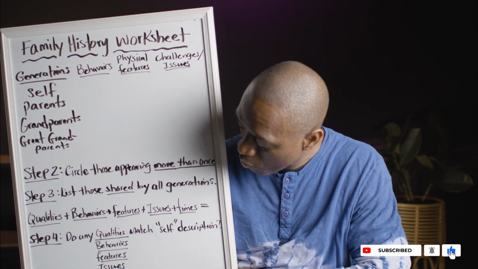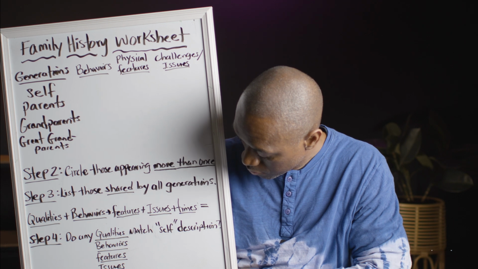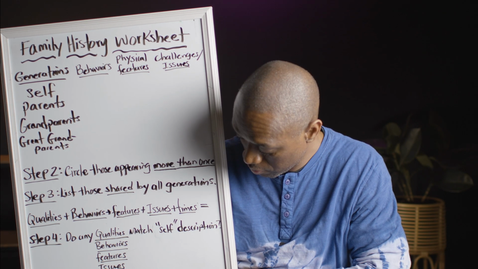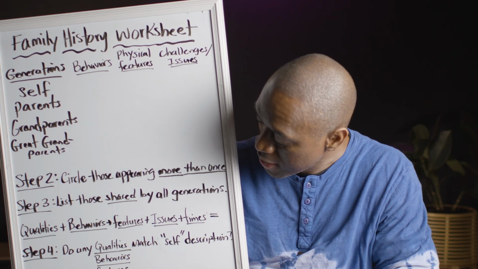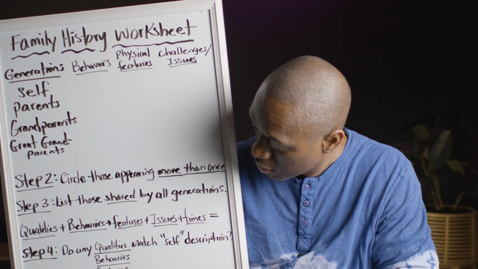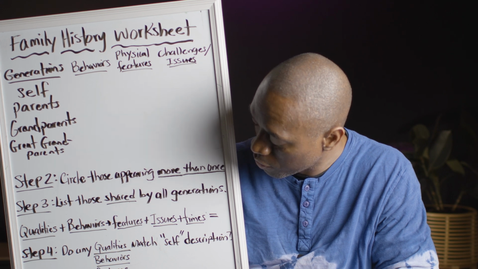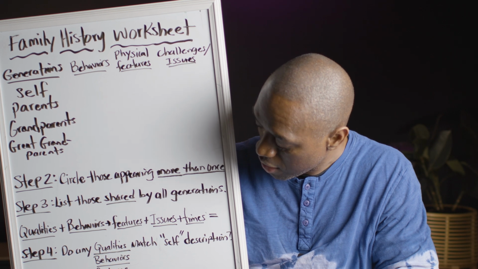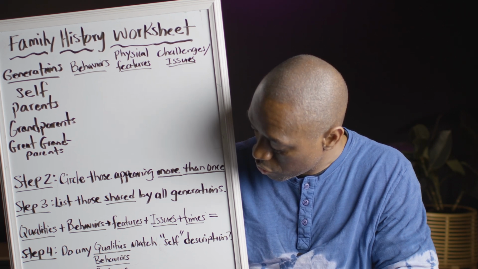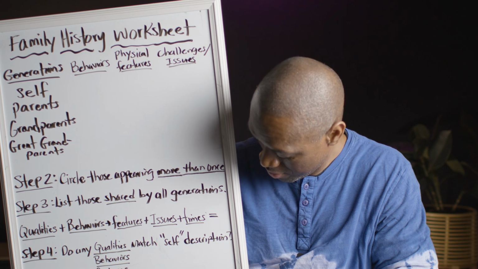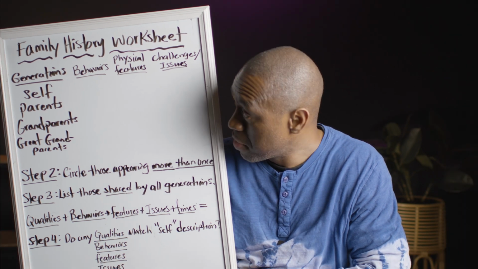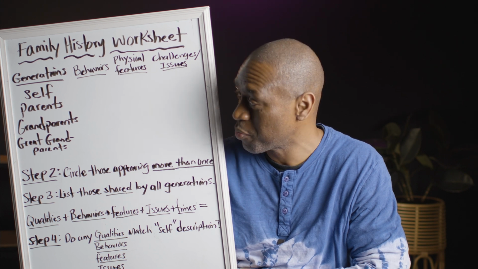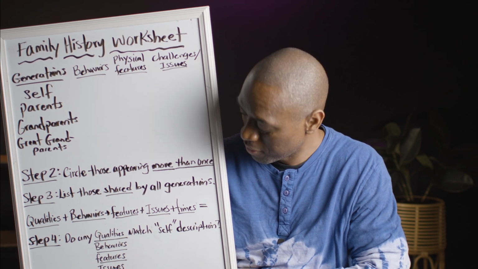In step 4, what we want to do there is answer this sort of yes and no question for all of the features. And of course, we can add to them tools, benefits. Do any of the qualities which you have circled, which you have shared, in terms of when I say you, I mean you and your family, have in common or shared, do they match the self, which is you, in terms of your self-description? For me, yes, the quality of healing matches me because I am a healer, and that comes through my family's lineage, my maternal family lineage.